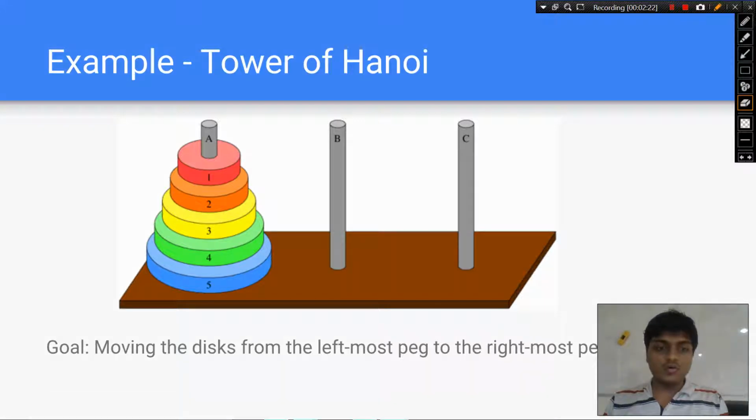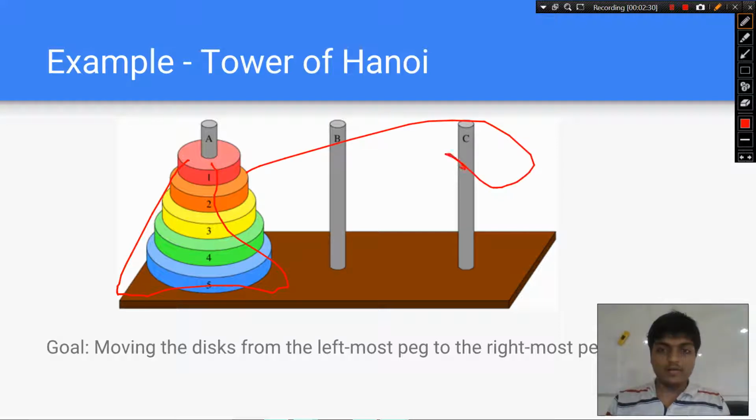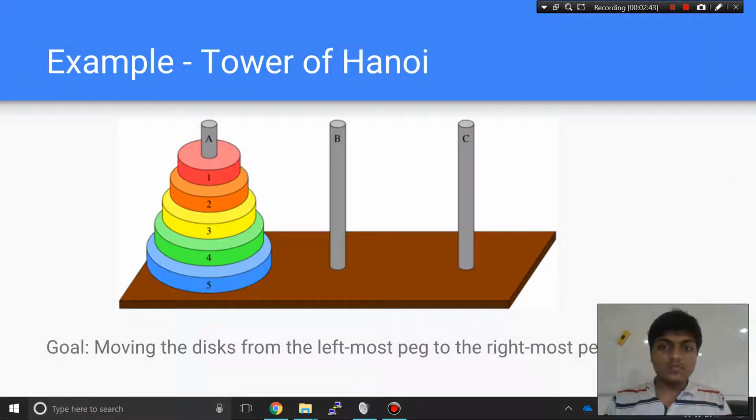And your goal is to basically move this whole pile from here to here. Okay, so you want the first disk here, you want the second disk to be here, and you want the third disk to go here, and so on. Okay, but there are some rules you have to follow.